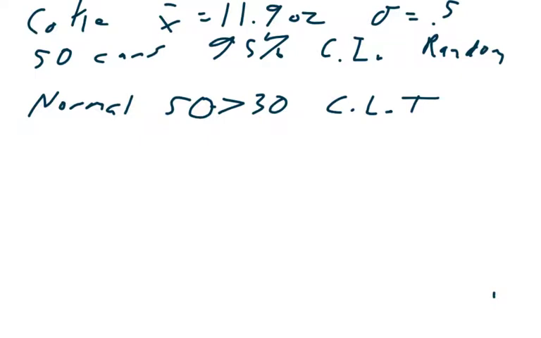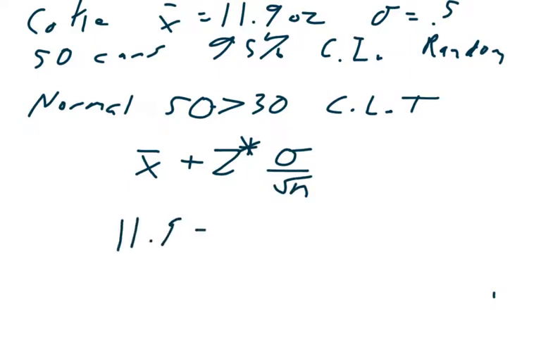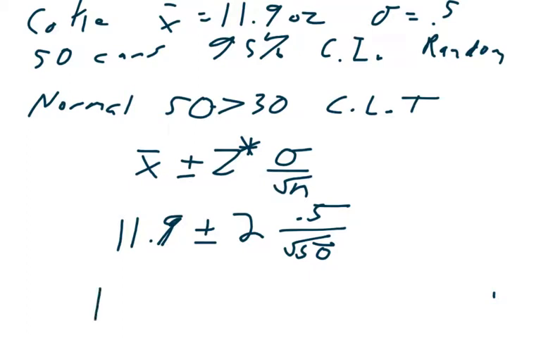So we want the middle 95%. So the confidence interval is going to be X bar plus or minus Z star times sigma over the square root of n. In this case we have 11.9, and Z star is two standard deviations because it's 95%. And then we have 0.5 over the square root of 50. When we actually compute, on the low end we get 11.76 when I do the minus, and when I do the plus, we wind up with 12.04.